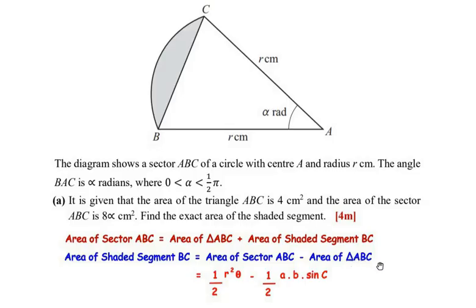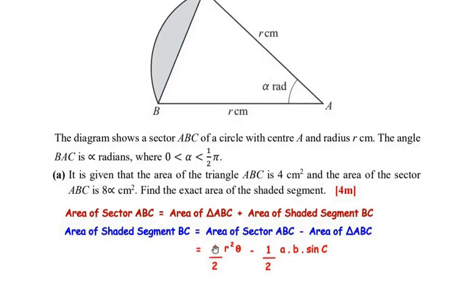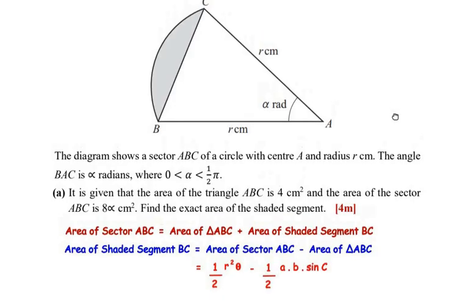Now we have the formula for area of the sector as 1 over 2 times r square times theta, where r is the radius of the given sector, which is r also in this case, and theta is the central angle of the sector, which is alpha in this case, minus area of the triangle ABC, which can be written by the formula 1 over 2 times a times b times sine C, where a and b represent the two sides of the triangle enclosing the given angle C. So in this case, a will be equal to r, b also will be equal to r, and angle C will be equal to angle A, that is alpha radians.